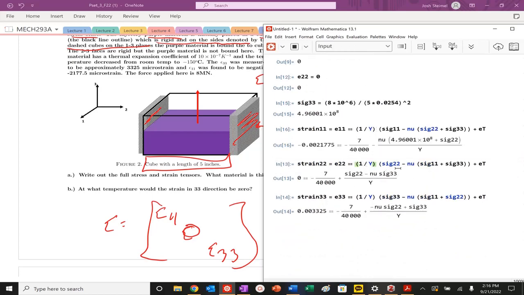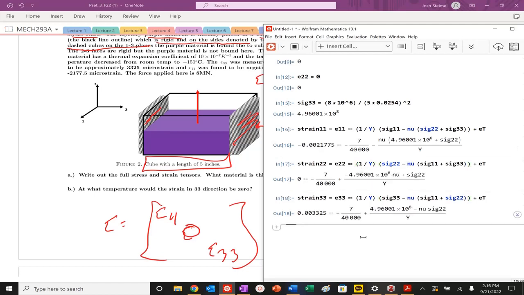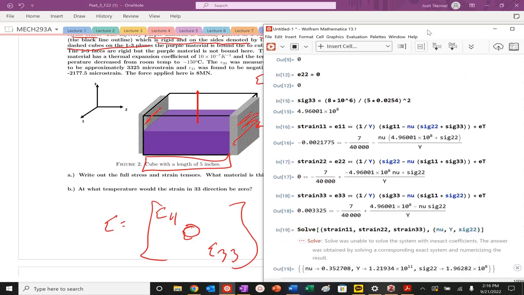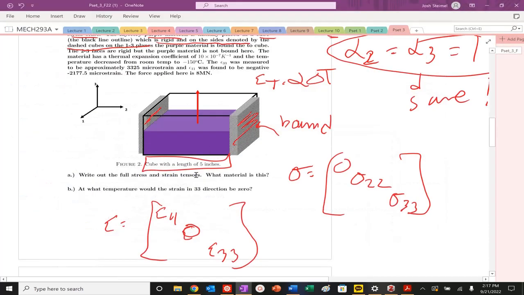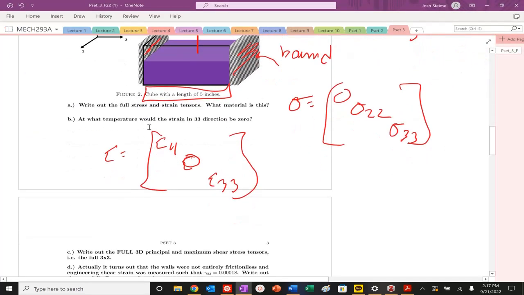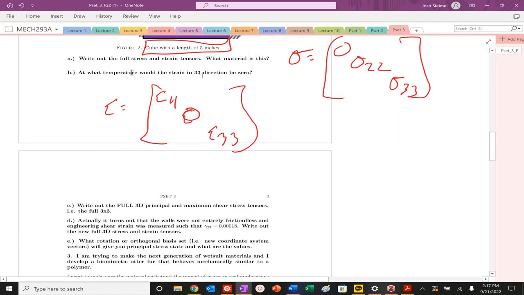Let's reevaluate. So now my unknowns are just sig22, nu, and Y. So let's solve strain 1, strain 2, if I can spell correctly, strain 3. And I could ask it for sig22, Y, nu. And let's see what we have. So something that's around 121 gigapascals, a nu of 0.3-ish, metal. Yay, we did it. And then we have our sig22 value as well. So we've got our full stress and strain tensors. We know what material it is, probably metal.